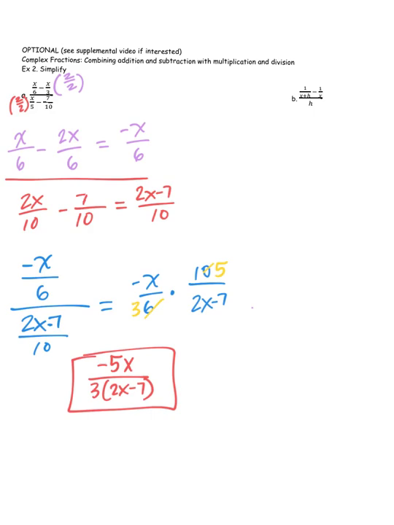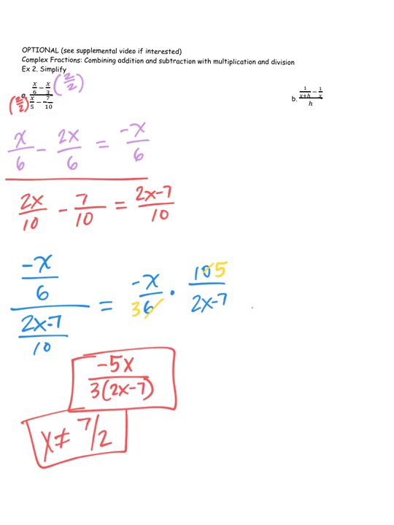And just to make sure that we're including those domain restrictions, our denominator cannot be 0. And those domain restrictions would be x. And there you go.